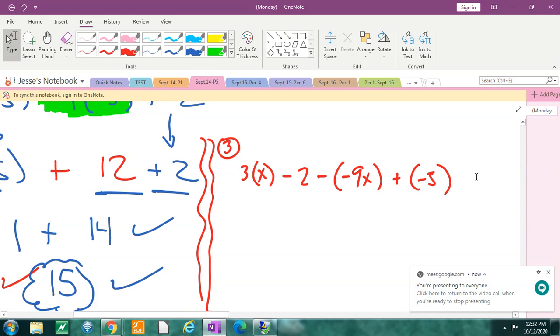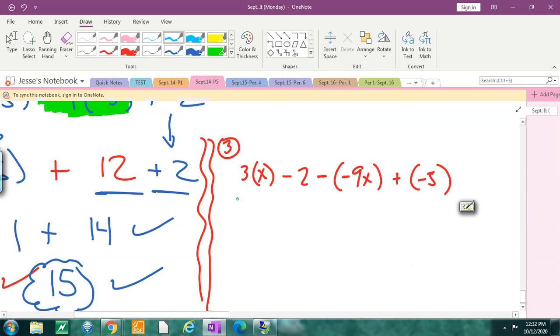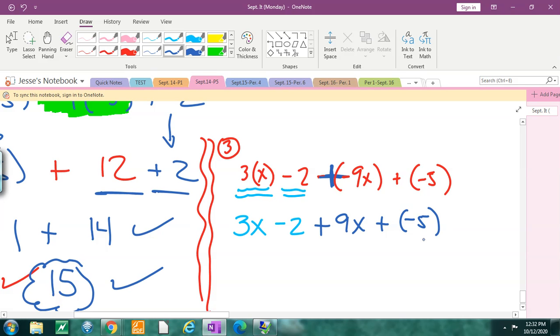So what do I do first? I'm going to multiply, right? So you have to multiply or look for anything that has a negative. So right here, what's 3 times x? Well, that's 3x. How about the -2? Just bring it down because it's minus 2 minus, so bring it down. How about the minus minus? Oh, minus minus is a positive. So I'm going to put positive 9x. Okay? And then what about plus negative 5? Leave it alone. Don't touch it. You see that?